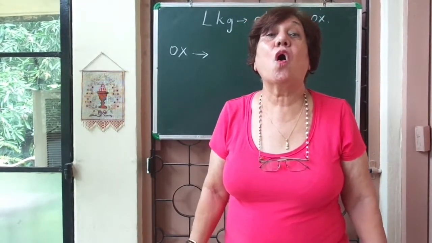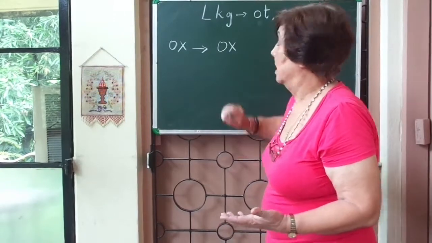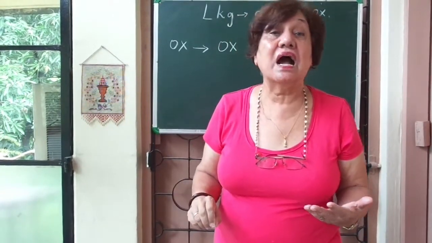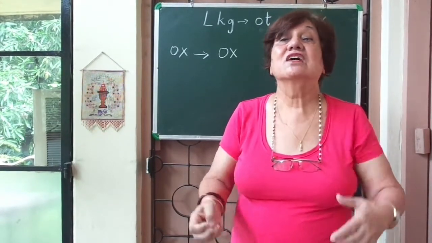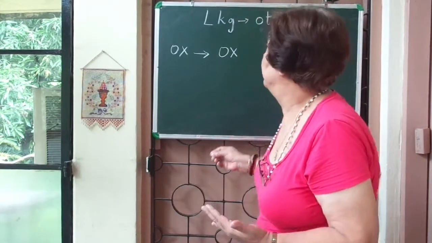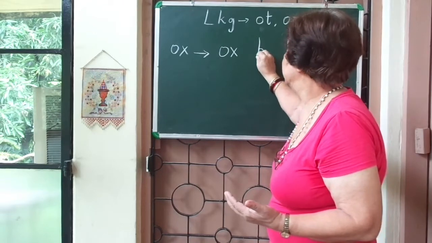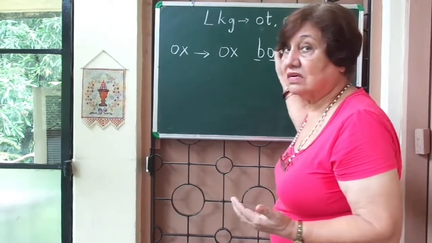OX is ox. You know who's an ox? An ox is a male cow. Yes. And the farmers use an ox to plow their fields. Okay? Now, who says B? B says B. And OX is ox. B, ox.